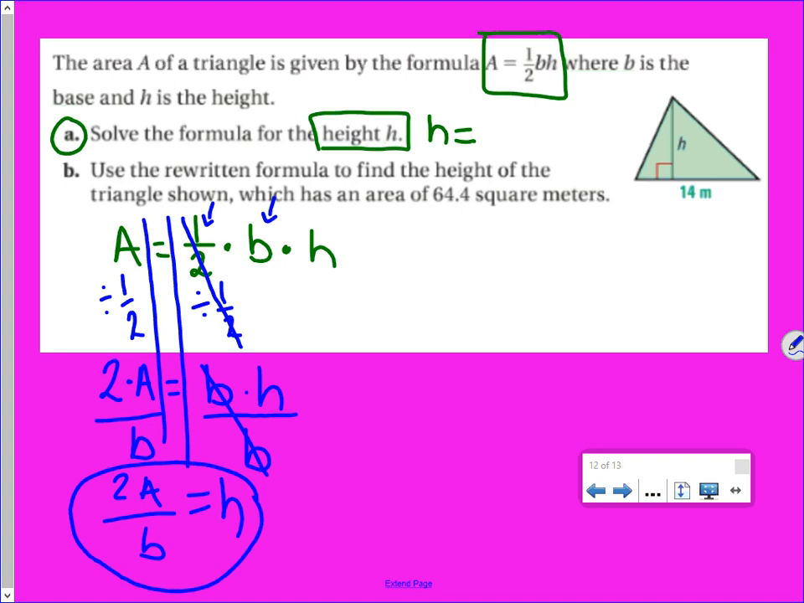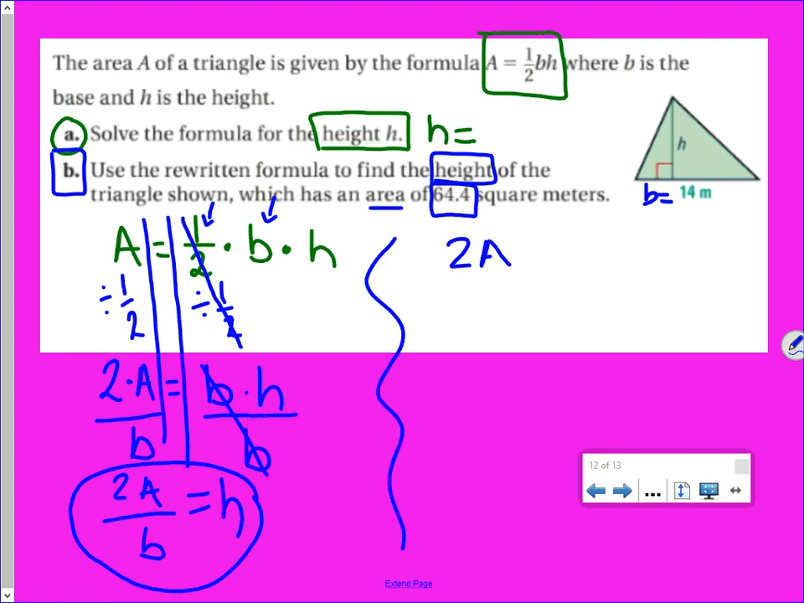Now that we have our formula, we can answer part B. Use the rewritten formula to find the height, find what H equals of the triangle shown, which has an area of 64.4 square meters. So here's the base, 14 meters. We know the area, now we can use our formula. So our formula is 2A divided by B equals H. Substitute in the values for the variables that we know. We know the area, we know the base.